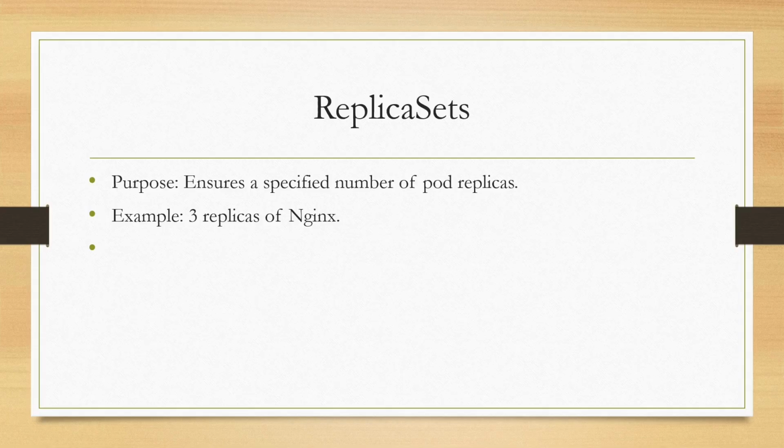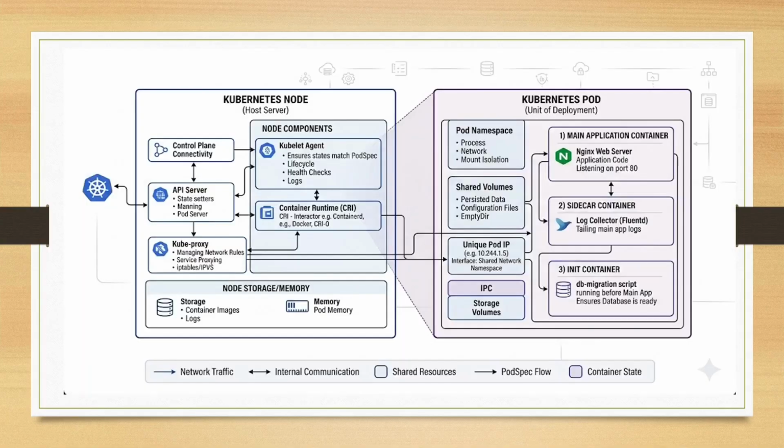Like here, what is the purpose of replica sets? The purpose of replica sets is to ensure the specified number of pod replicas are running on the nodes. Here we take the example of Nginx. This is just a single replica here, but if we have multiple nodes, then we can create multiple replicas of the same.